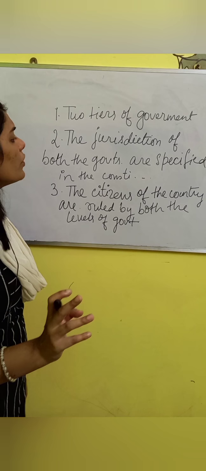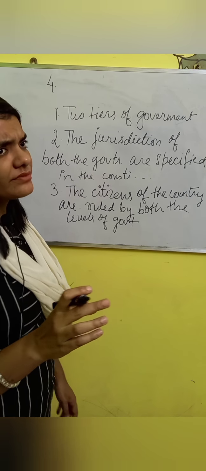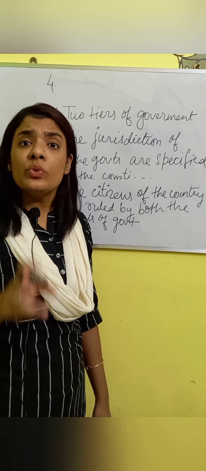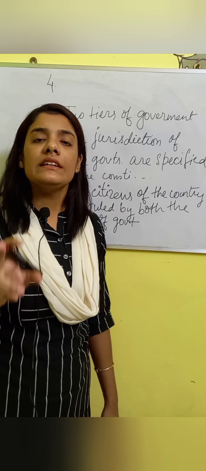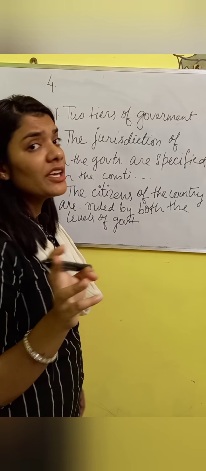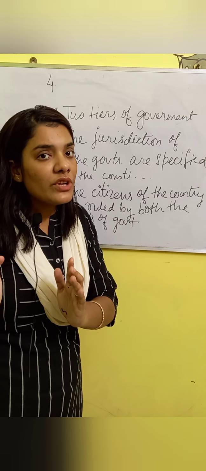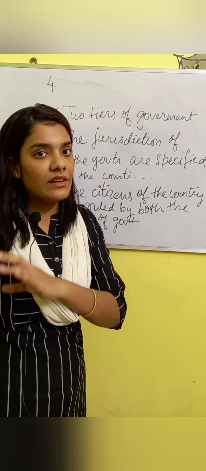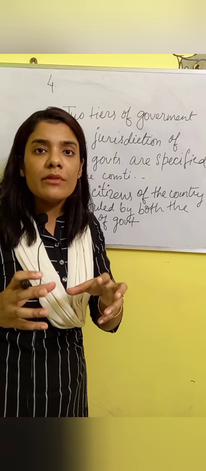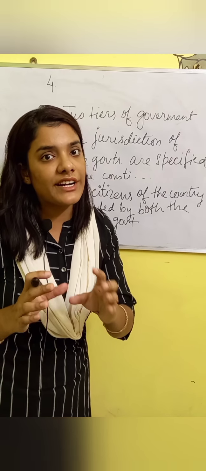So what is the fourth feature of federalism? Neither the central government nor the state government can unilaterally change the fundamental rights mentioned in the constitution of our country. Unilaterally means separately. If the central government wishes, it cannot all of a sudden change the fundamental rights mentioned in the constitution. And if the state government wishes, also the state government, without consulting the central government, cannot change the fundamental rights of the people.